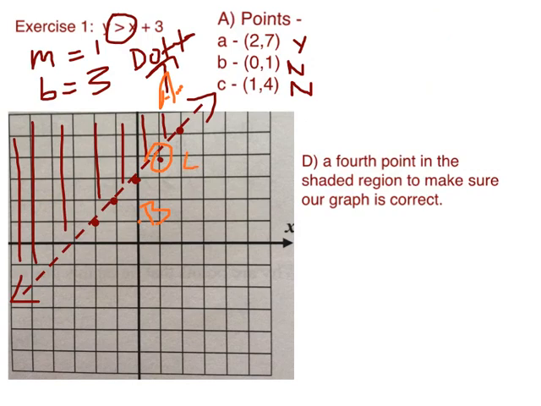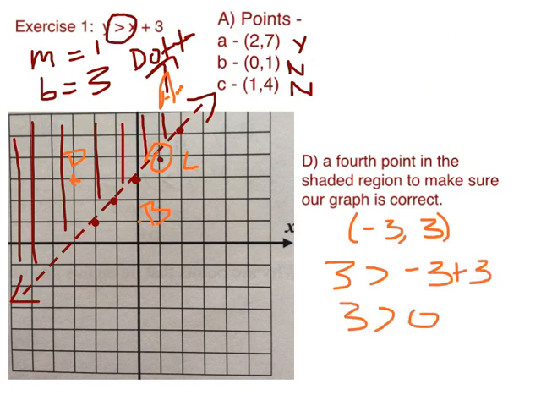Now it says a fourth point in the shaded region to make sure our graph is correct. So I'm going to pick the point negative 3, 3. I'm going to pick this point right here, and we're going to call that point D. I'm going to try that out in my solution. So 3 is greater than negative 3 plus 3. So is 3 greater than 0? And that is true.